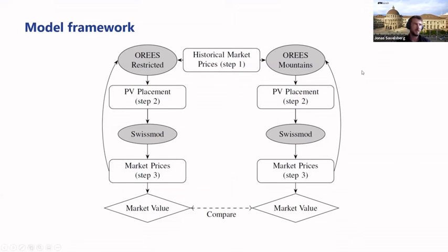mountain areas. To initialize the models, we use historical market prices, find a certain placement of PV, and then feed this into a big dispatch market model named SwissMod, a bit more on this in the next slide, and derive hourly market prices that then basically influence the PV placement that can be found by ORIS. And we loop through this process until we converge with the two different models. And then we can basically compare the market value outcomes for the two different models.